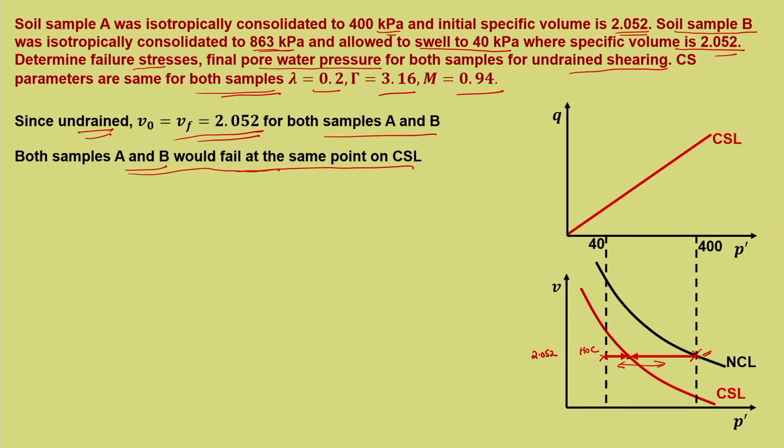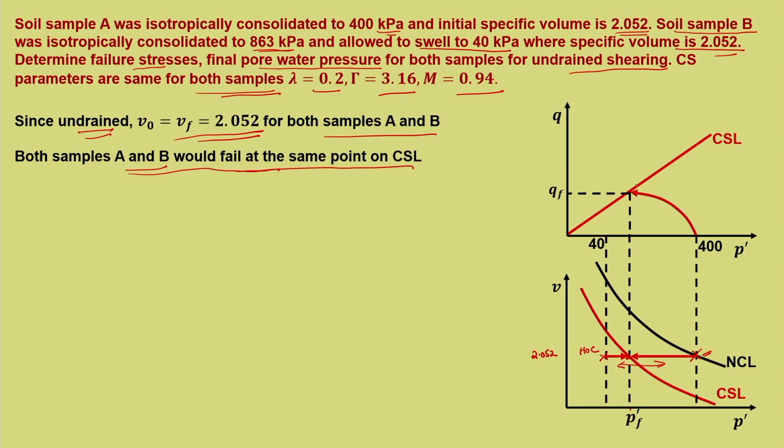Why is it so? It is so because the starting specific volume is the same for both the samples, which is equal to 2.052. Here the failure stress will also be the same. So, this is the failure stress p dash f. P dash f is the failure stress, that also remains the same. If p dash f is the same, then q f is the same for both the samples, and it is all possible because we know that the initial specific volume is the same. q f and p dash f are all the same for both.